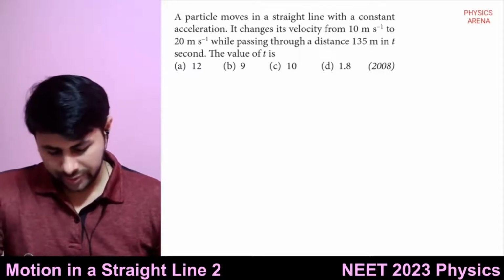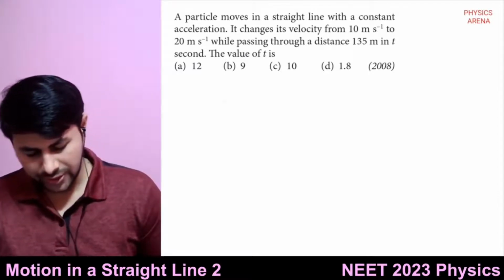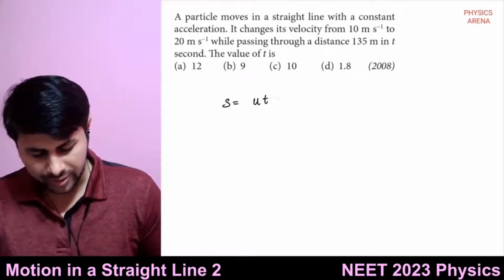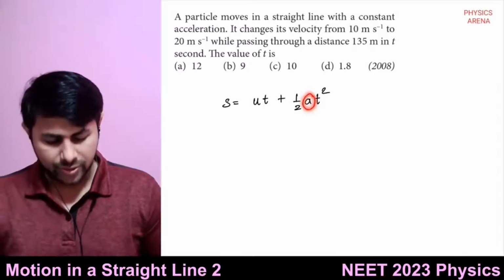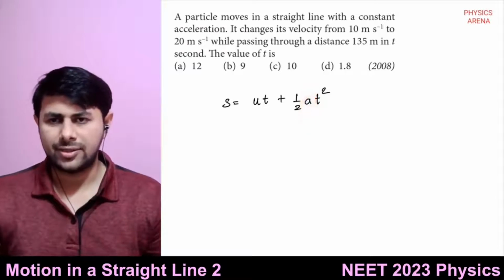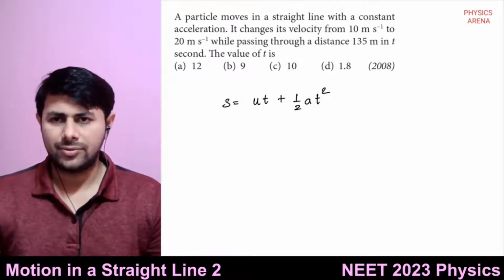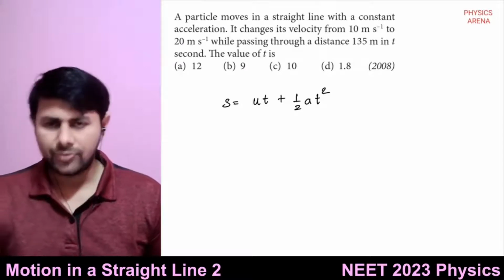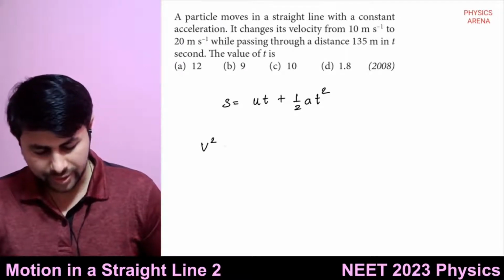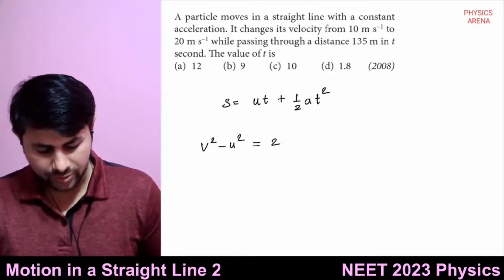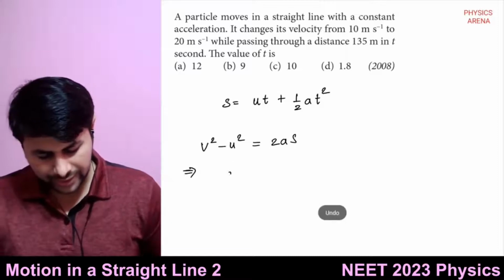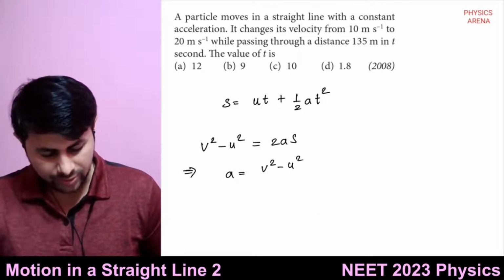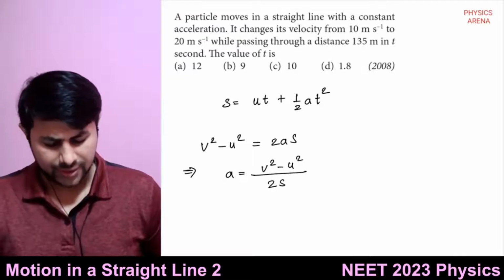First of all, if you use S is equal to u times t plus half of a times t square, you can use this formula, there is no issue, except you don't know the acceleration. Do you know the acceleration? You don't know, so you have to find out the acceleration first. So v square minus u square equals 2 times a multiplied by s. So I want acceleration, which is v square minus u square divided by 2 times s.